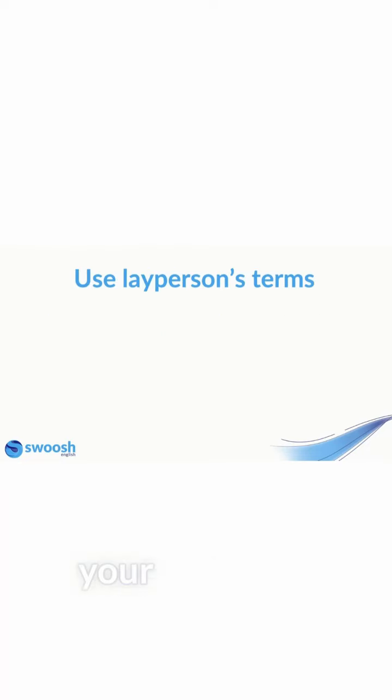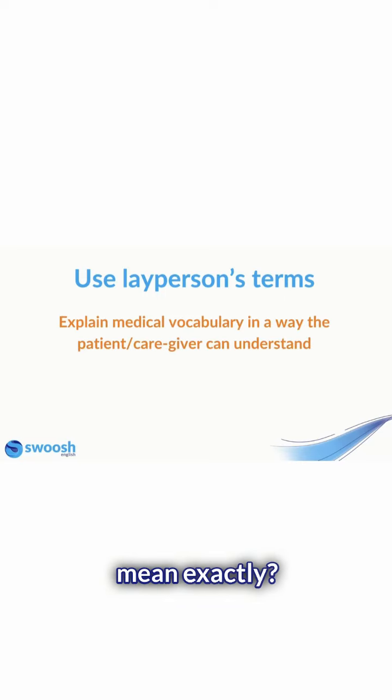Make sure that throughout your role play you're using layperson's terms. What does this mean exactly? Basically, it means that you explain medical vocabulary in a way the patient or caregiver can understand. Remember, they are not a medical professional, so they're not going to understand all of the complex terms that you might have on your role card. So it's very important that you're explaining these terms in a way they can understand.